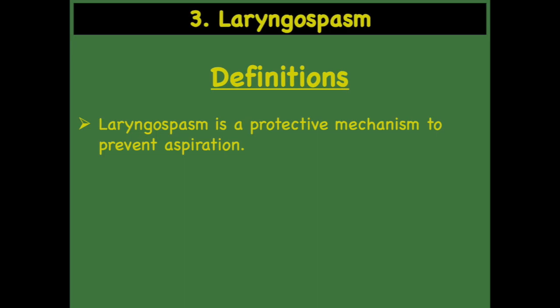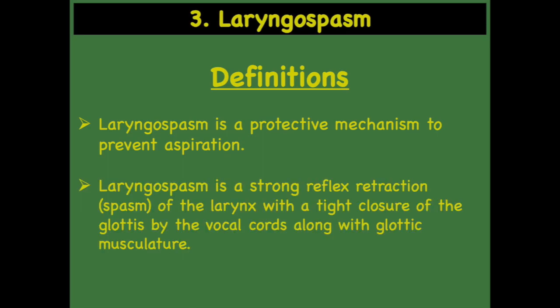Let's go through some definitions. As we talked about at the beginning introduction to this class, laryngospasm is a protective mechanism to prevent aspiration. Aspiration is when either solids or liquids should be going down into the esophagus, but instead mistakenly or accidentally go down into the trachea, where a lot of bad can happen. It's a really strong reflex.